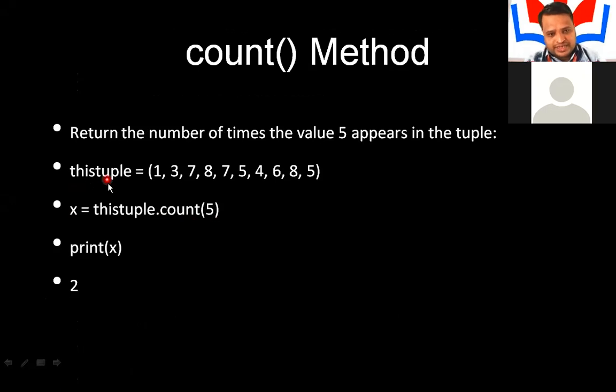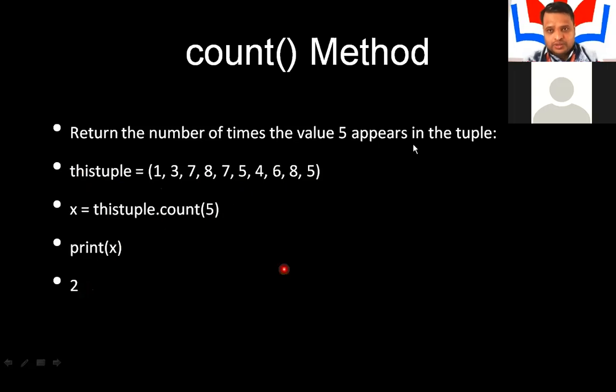In this example, this is the tuple name, and I have taken the integer values 1 3 7 8 7 5 4 6 8 5. In this particular tuple I want to count how many times 5 has appeared. So I specify tuple name dot count of 5. How many times is 5 repeated? You can notice that 5 is repeated only 2 times, so you will get the output 2.